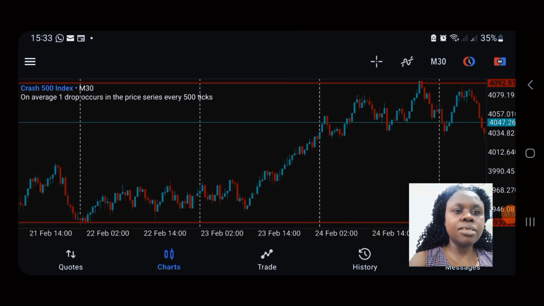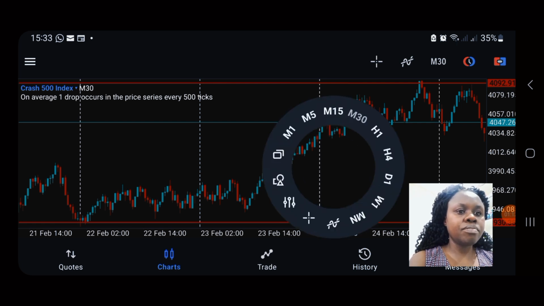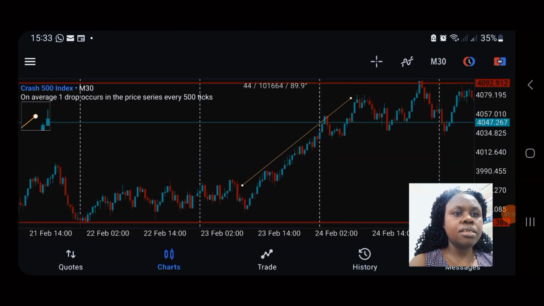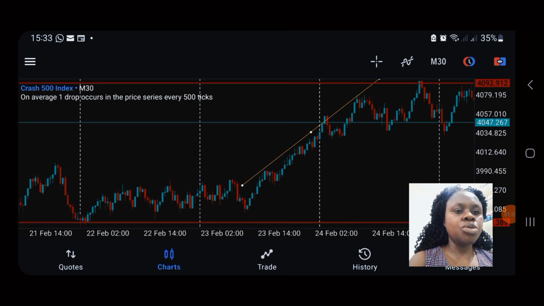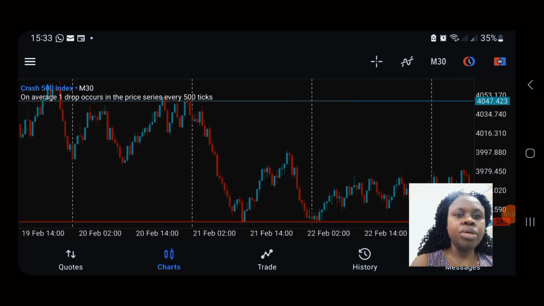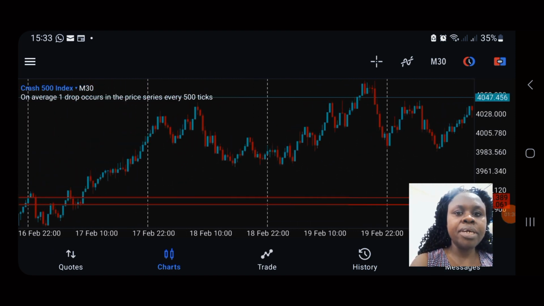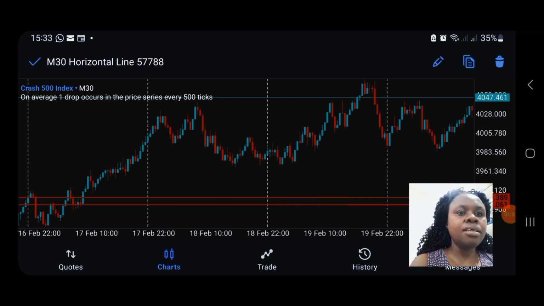For instance, this is an uptrend. As we can see, it's going up. My line is going up, so that's an uptrend. So when we draw a trend line, it shows us the direction that the price is taking.